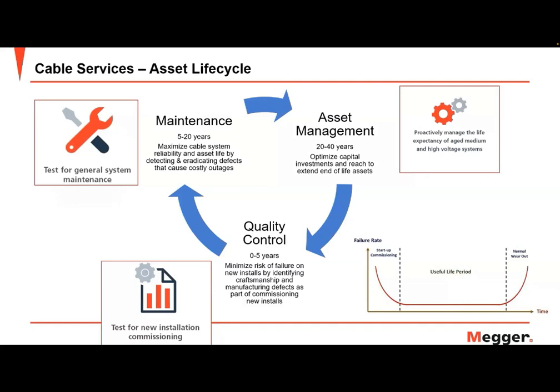So we can actually do quality control testing. This is that commissioning or acceptance testing, minimizing the risk of failure on new installs by identifying those craftsmanship issues, manufacturing defects. It could be shipping and handling, but basically looking to extend the life of that new asset. And then having regular maintenance throughout the useful life period, maximizing the cable system reliability and asset life by detecting and eradicating defects. And then extending the life with a proactive asset management solution of medium voltage cables, where you can optimize capital investments and optimize reach of your budget to extend the life of those assets. And we're going to get into that as we move forward here.